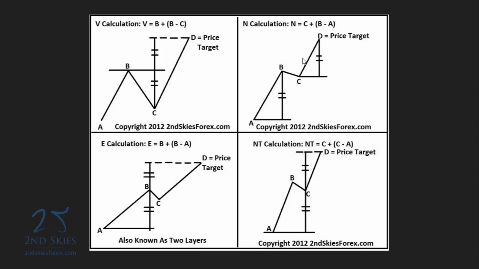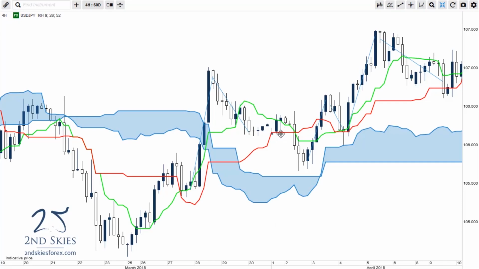But for the most part, shallow pullbacks, which are N and E calcs, N is the shallowest, E is the next one. We're looking at pullbacks towards the Kijun. And so we're looking to get in at a potential pullback towards the Kijun when it gets there. I'll talk about stop losses towards the end of this video, but for now, I just want you to get the concept and the idea behind potential C-point locations.